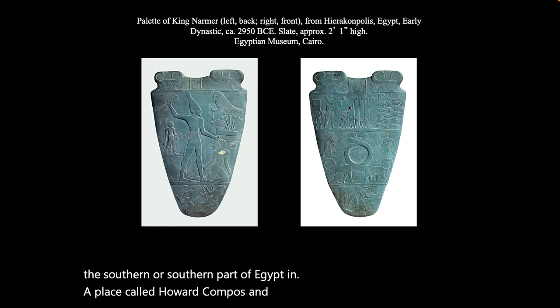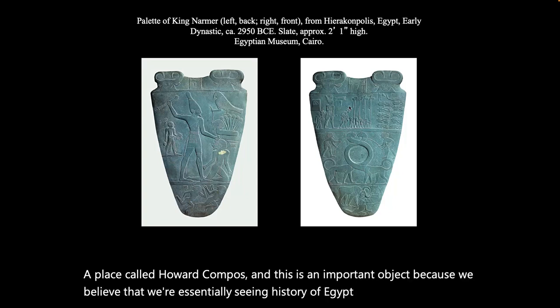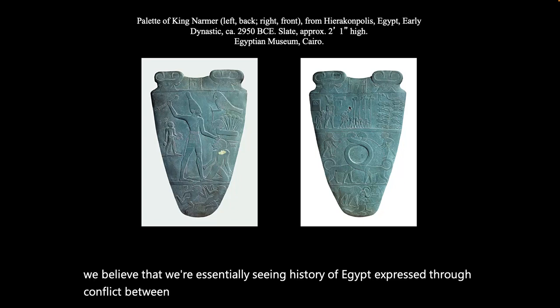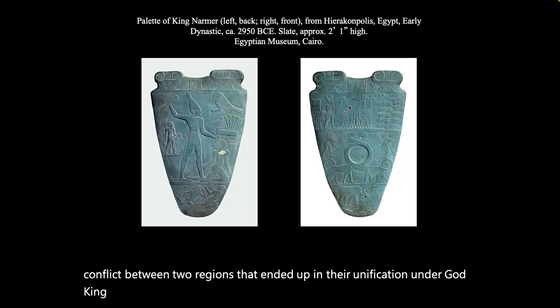And this is an important object because we believe that we're essentially seeing history of Egypt expressed through conflict between 2 regions that ended up in their unification under a god king who is identified on this monument as Narmer. So thus the Palette of Narmer. Now, what is a palette?